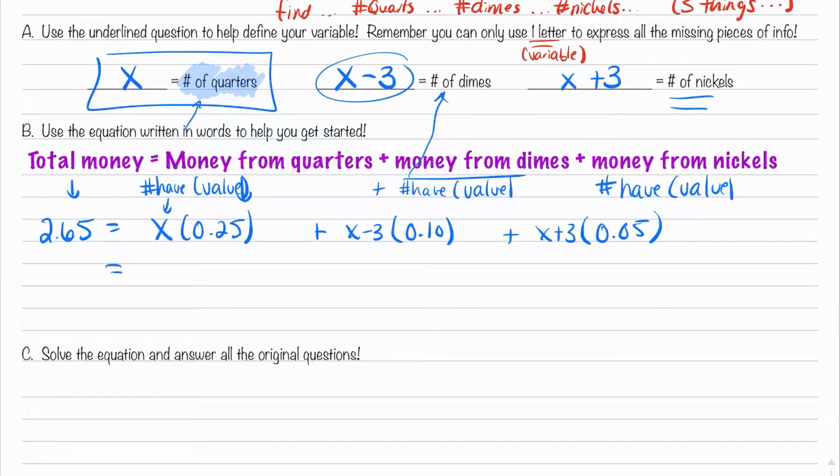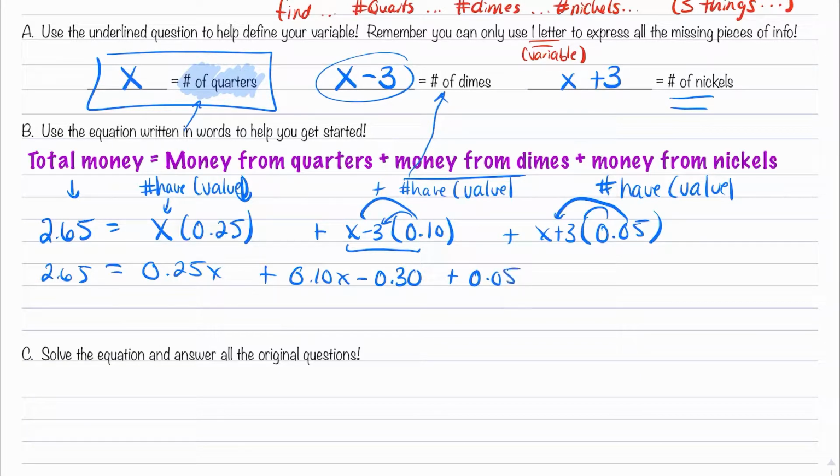So we can rewrite this as 0.25x because we do like to put in the number first. Now here we're going to have to distribute. So this is 0.10x. And again, it's okay to be using your calculator if you wanted to multiply -3 times 0.10. That helps you, but that's minus 0.3. And then again, we'd have to distribute this number as well. So we'd have 0.05x plus 0.15. And again, it's okay to be using your calculator. So let's combine our like terms.